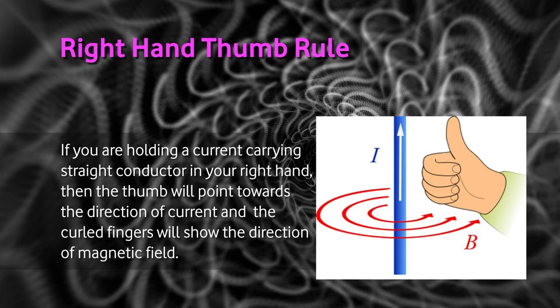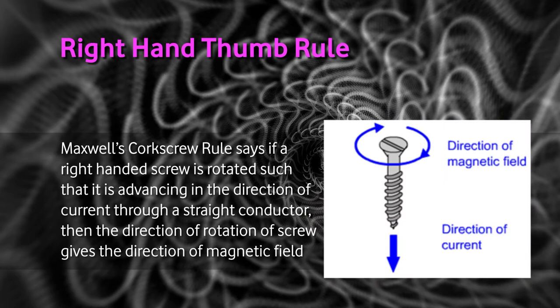Similarly, there is another rule called Maxwell's corkscrew rule. The rule says that if a straight screw is being rotated by a right-handed person, so you rotate the screw like this, the direction in which the screw is going down is the direction of the current, and the direction in which you are rotating the screw is the direction of the magnetic field. So these two examples can be used to explain the relationship between the direction of the current and the direction of the magnetic field. These two are very, very famous rules and all students should understand and know them.